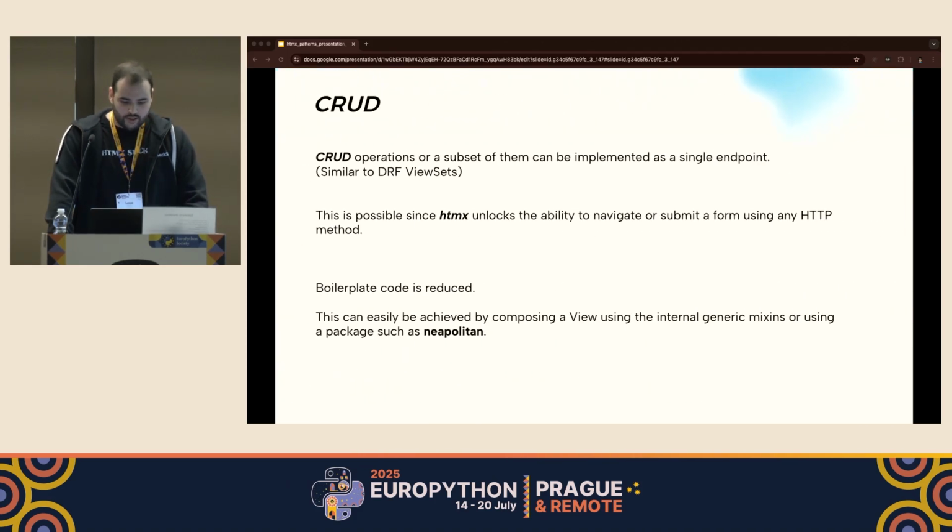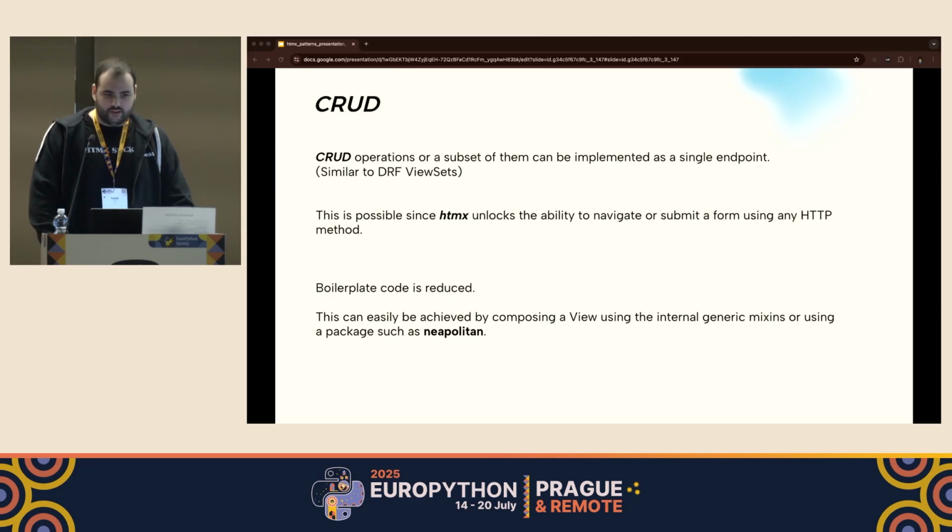Next is CRUD. CRUD is a set of basic operations that every application has. In Django, you have the create view, update view, delete view, but with HTMX, because you can issue any type of HTTP request, they work as DRF view sets. So you can have a single view that does all the operations and delegates each operation by the HTTP method. You can build it yourself just by composing the internal mixin from Django, or there are packages that also do that, such as Neapolitan.